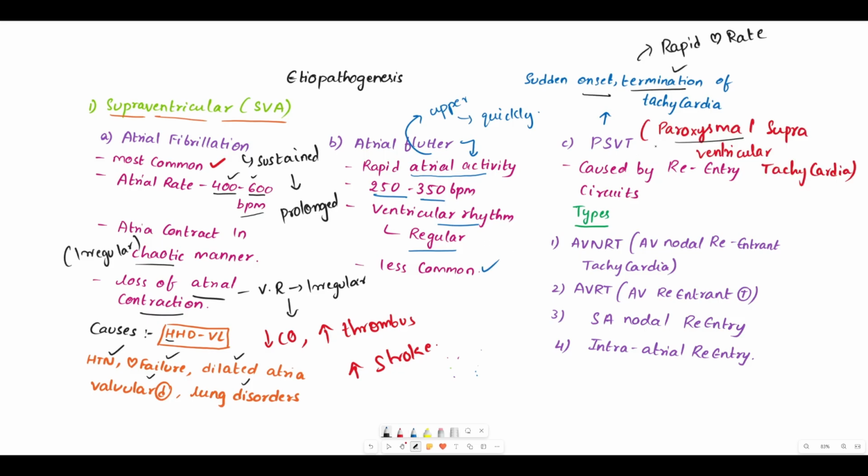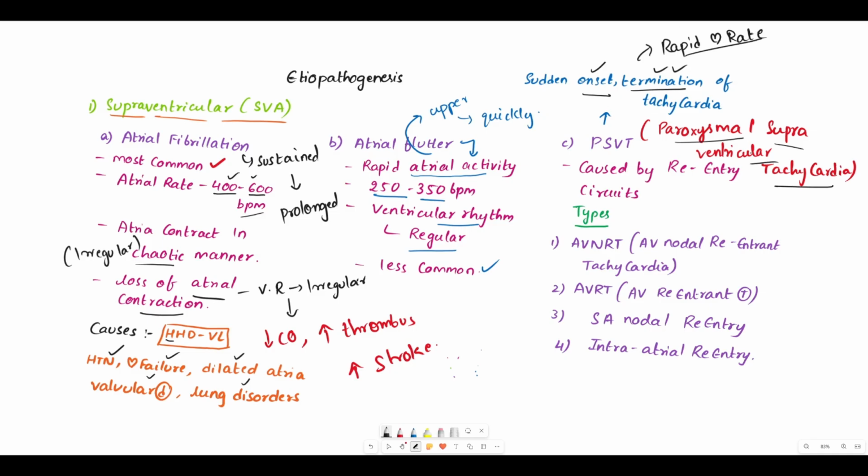Coming back to the third one, which is PSVT, which means paroxysmal supraventricular tachycardia. So what is PSVT? When a patient gets this condition, there will be sudden onset and termination of the tachycardia. So what do you mean by that? There will be sudden onset and sudden termination of the rapid heart rate.